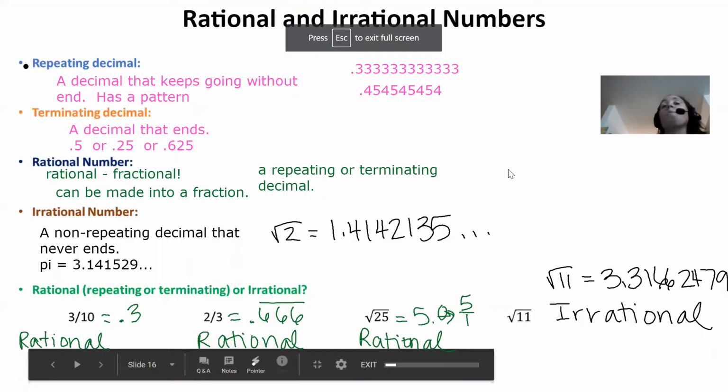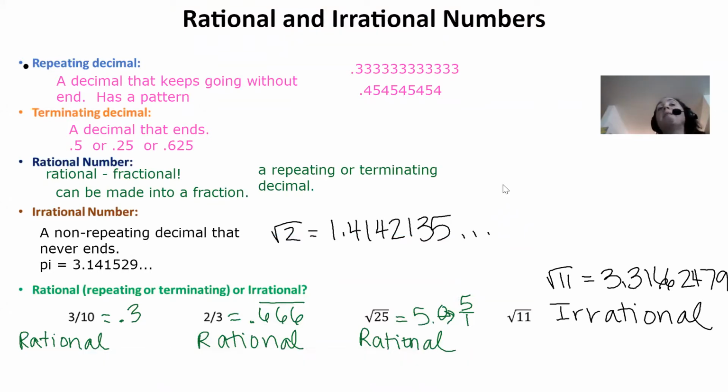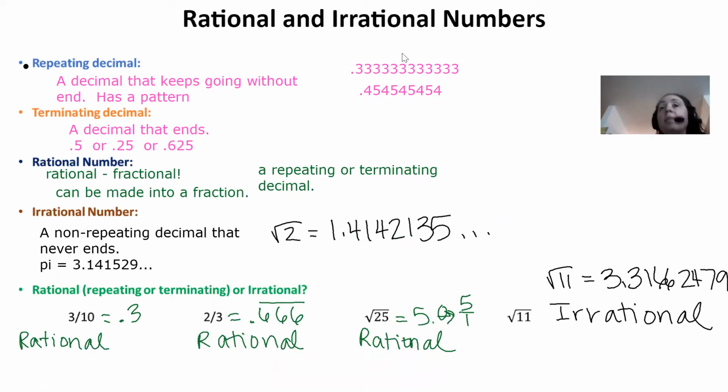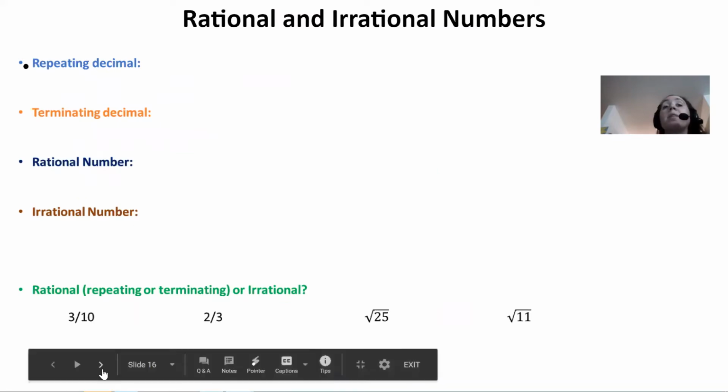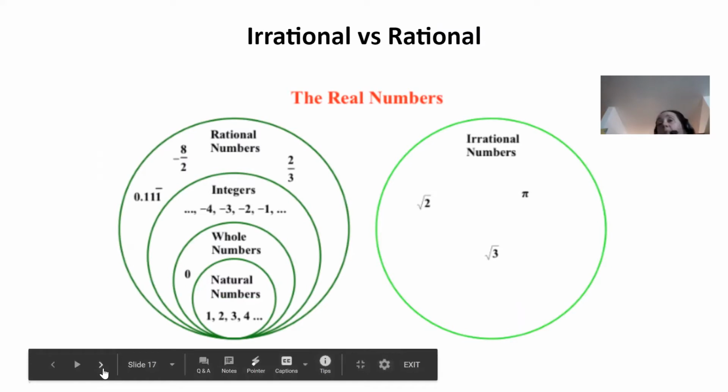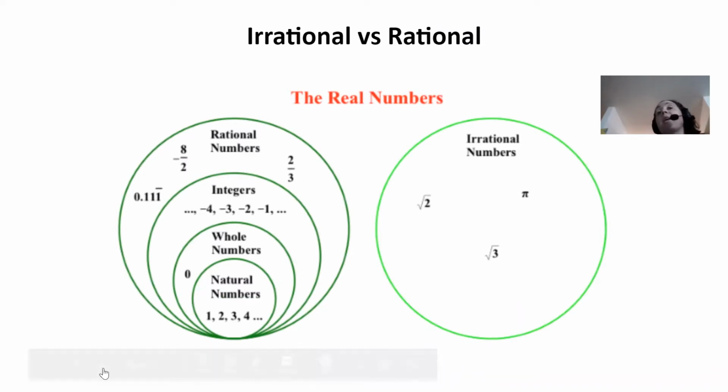Okay, so a number that is rational can be made into a fraction, or it's a repeating or terminating decimal. And then anything that does not repeat and just keeps going is irrational. Think about pie, yummy, delicious pie. So these are all the different types of numbers, and we'll go into it further, but for now, you guys got to know your irrational numbers.